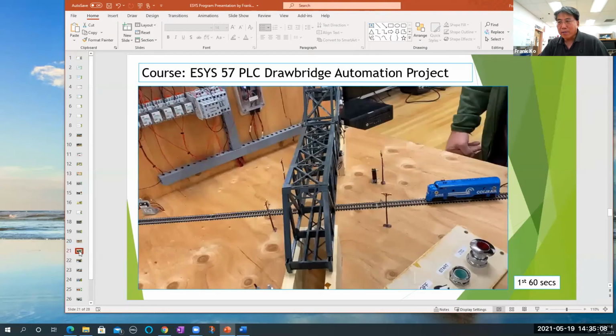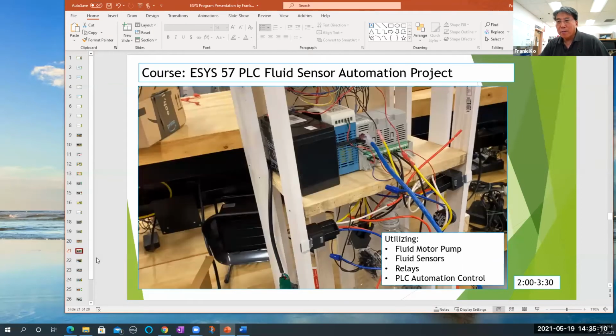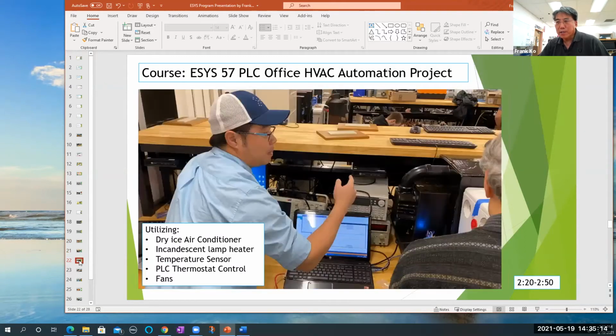And here is another project, fluid transfer. Here's another project where they're talking about HVAC control. And this one's really fun.